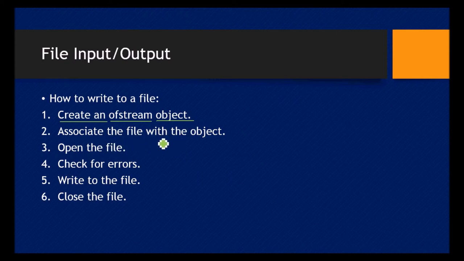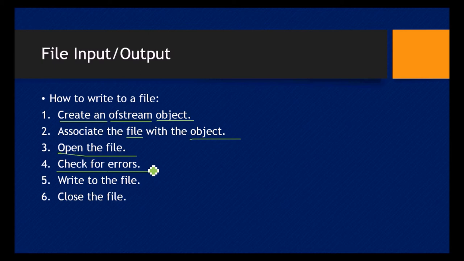Then you associate the file, that is the actual file on your storage device, you associate that with the object you just created. Then you open the file, you check for errors, and there might be errors because, for example, maybe the flash drive has been removed.